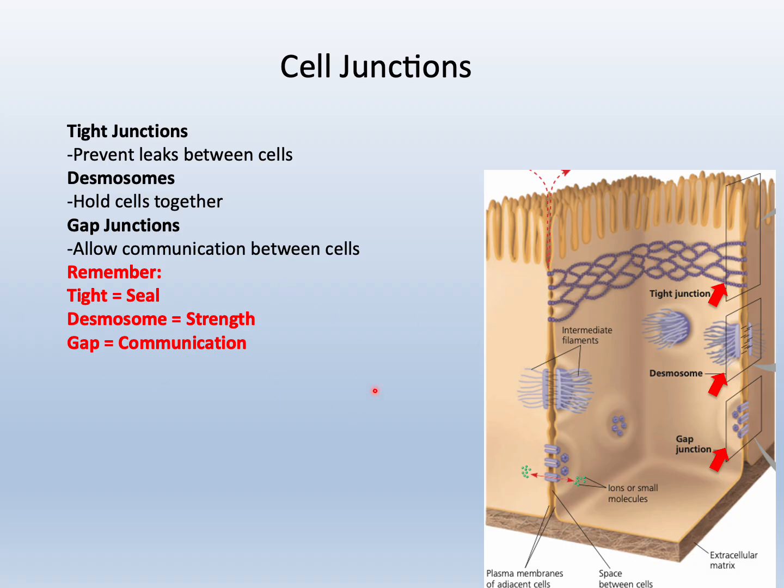Okay. This is very important to remember. The tight junctions seal, desmosomes give strength, and gap junctions give communication.